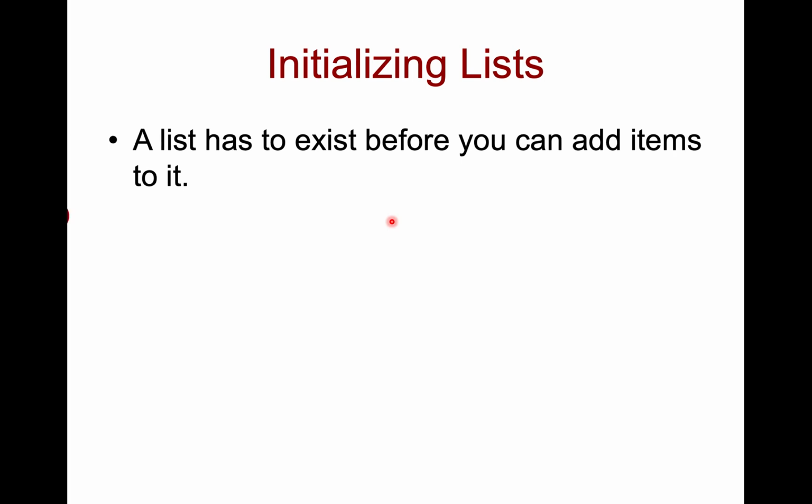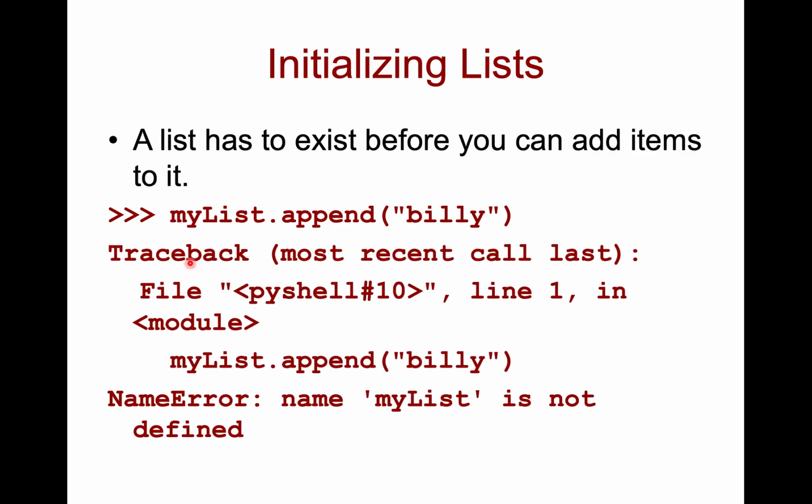A list has to exist before you can add items to it. So if I go mylist.append Billy, in other words, add the string Billy to a list called mylist, and mylist does not yet exist, we get the following error. We get name error: name mylist is not defined. That's because Python understands that you want to append the string Billy to something called mylist, but mylist does not exist yet, and goes, I don't know where I'm supposed to add Billy to because mylist doesn't exist.